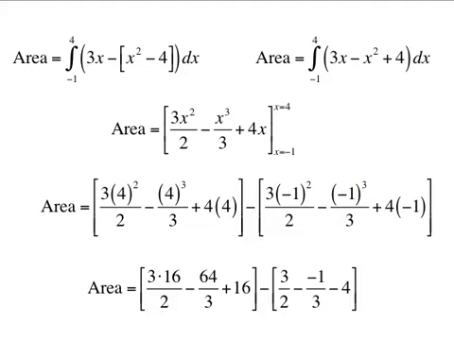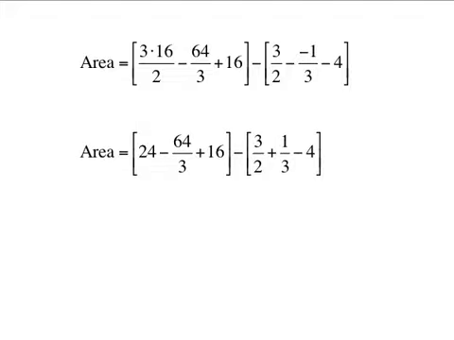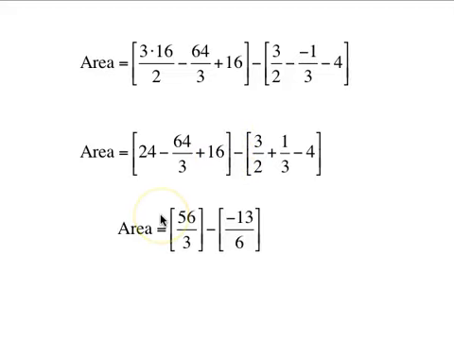You can certainly do this on the calculator, or we can do a little bit of the arithmetic. 16 over 2 is 8. 3 times 8 is 24. That'll make my life a little easier. Minus -1/3 would be +1/3. So we'll make those changes. 24 and 16 is 40, if you're interested in doing that.